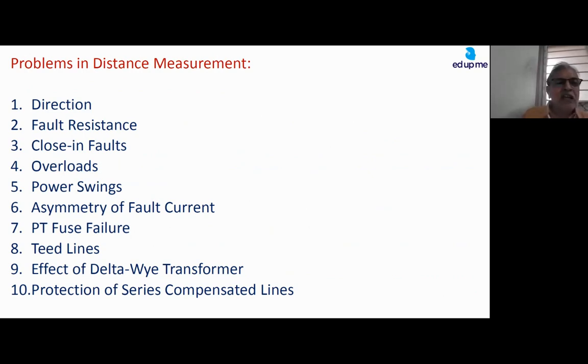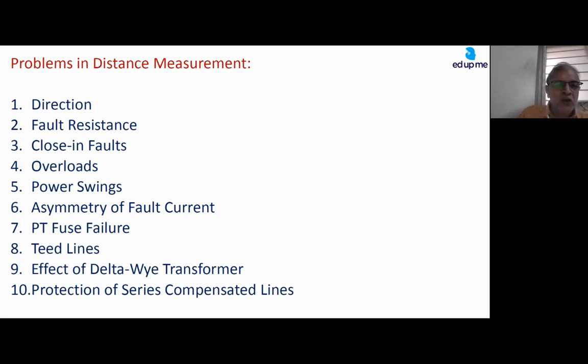Overloads. If the line is overloaded, then the distance relay can maloperate, which should not happen. Power swings. When the system becomes unstable, the relays will wrongly measure the impedance. And many relays may maloperate unnecessarily. That should not happen. There are remedies to this. Some remedies are available. Some remedies are in the research field. Asymmetry of the fault current. Current is not symmetrical when fault occurs. It is sinusoidal current superimposed on exponentially decaying DC offset. And this exponentially decaying DC offset makes the relay overreach.